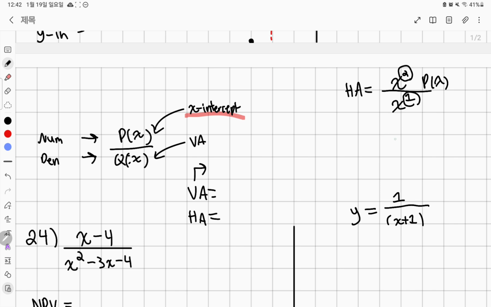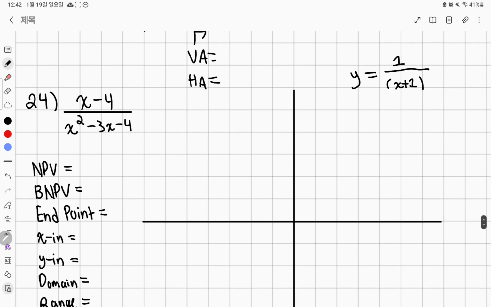But what if the denominator is bigger? What if the degree in the denominator is bigger than in the numerator? What do we do then? This means the horizontal asymptote is y equals 0. Looking at this graph, it is 0.